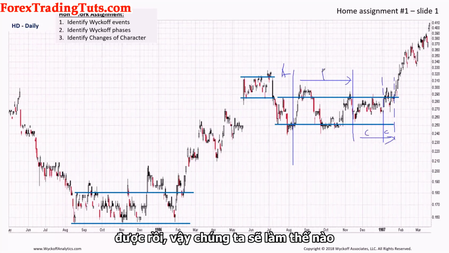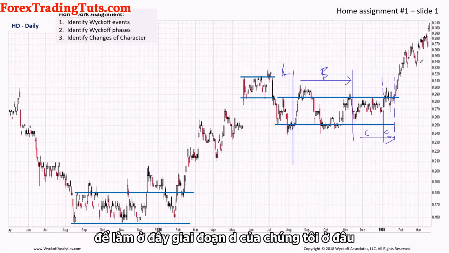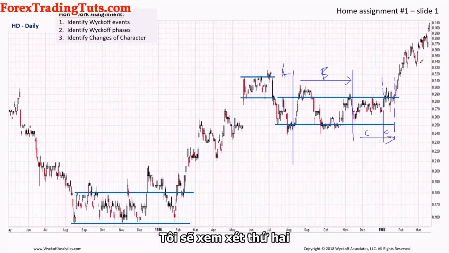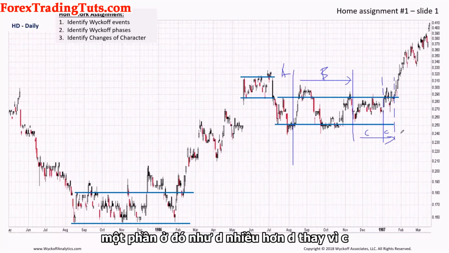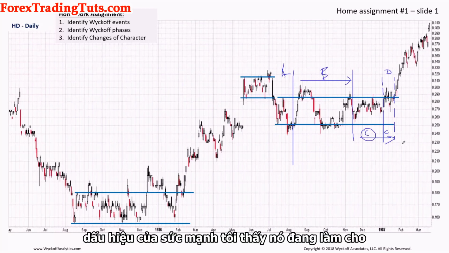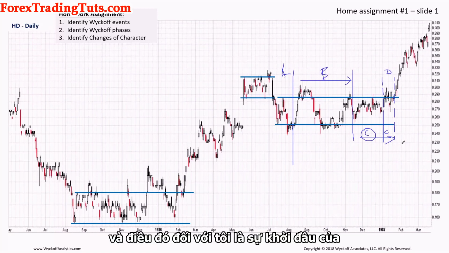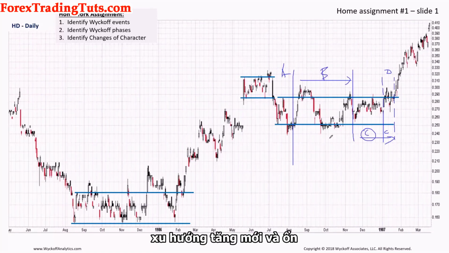Okay, so is there any other labeling that we need to do here? Where's our phase D? I would consider the second C you have put there as D, more D rather than C. And I would consider the first C to be the real phase C because of the signs of strength I see, making higher lows, and that to me is the beginning of the new uptrend. Great. Okay, yeah, I like that.